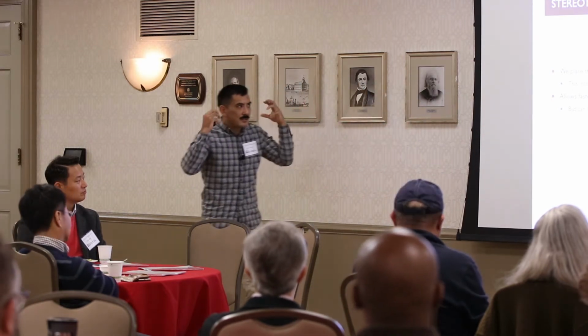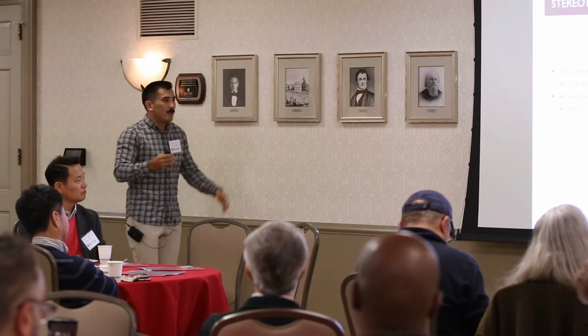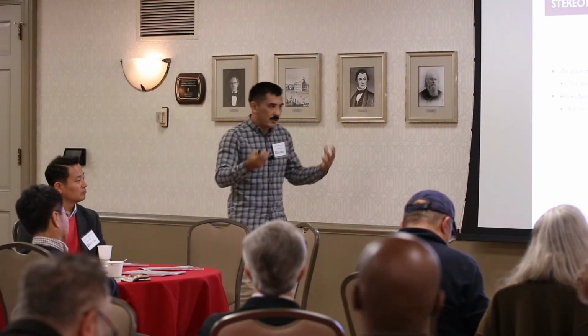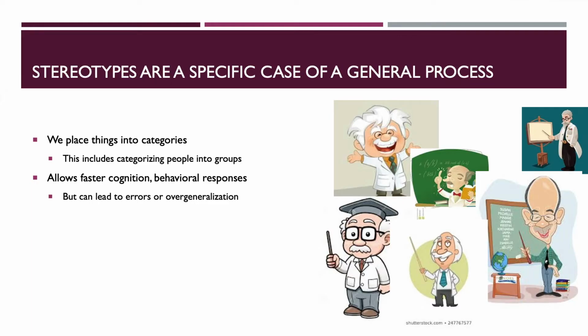So our brain uses stereotypes. In a larger sense, it makes these categories to make it easier for us to understand and interpret the information that we are receiving. Now, the downside to this is that oftentimes it can lead to errors. It can lead to overgeneralizations. So this is something that we just have to keep in mind, especially when the cultural images don't match the reality.